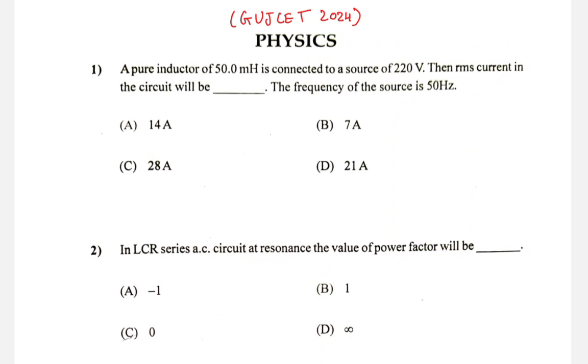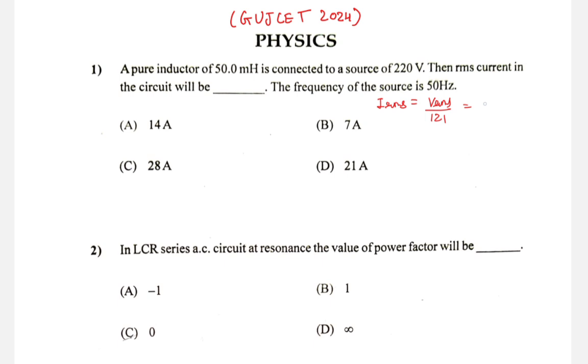As you can see on the screen, a pure inductor of 50 millihenry is connected to a source of 220 volt. The RMS current in the circuit will be dash if the frequency of the source is 50 Hz. So we have to find IRMS, and we know that IRMS is equal to VRMS upon mod of Z.